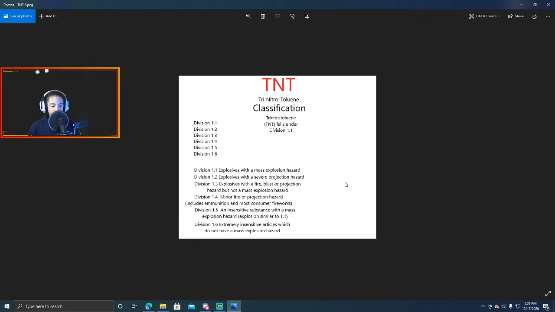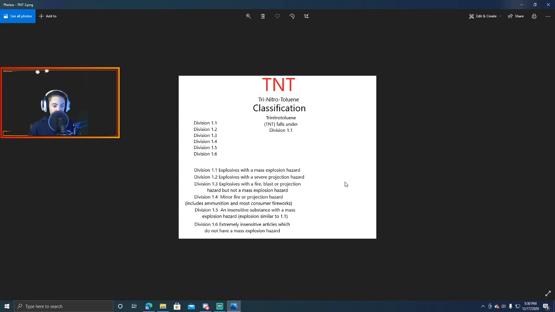Division 1.4, minor fire or projection hazard, includes ammunition and most consumer fireworks. Okay, so yeah, this is perfect because it involves like firearms. It's the pew-pews. Your pew-pews throw downrange a 1.4 division category. So essentially what it means is a fire or spark-driven projectile. So that's where that would fall under.